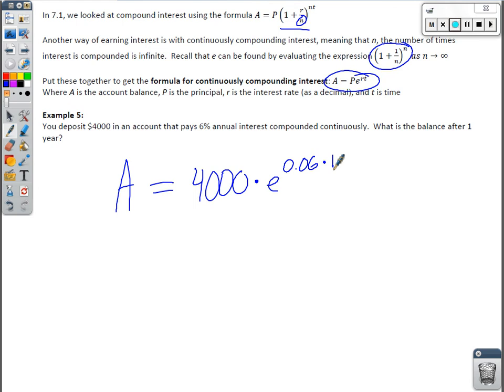So then you'll want to grab your calculator, hit second e to the x, and get that 0.06 times 1 in the e to the x, and then multiply by 4,000, and you should get approximately 4,247.35 approximately. Again, since e is irrational, we will always get an irrational answer here, so we're going to have to just round it off to the nearest cent.